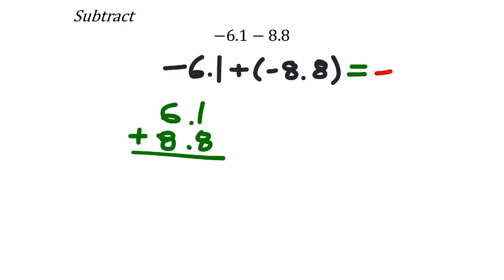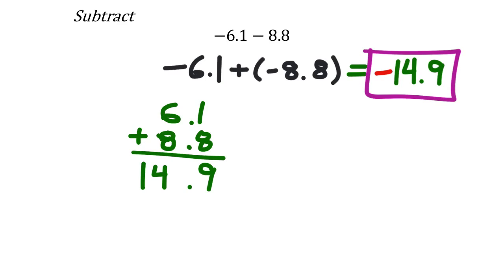So adding these together is 1 plus 8 is 9. 6 plus 8 is 14. But again, we know it's negative, so it's negative 14 and 9/10. But again, I'm just going to check on the calculator. Negative 6.1 minus 8.8. And yeah, that checks off. So I'll box it in.